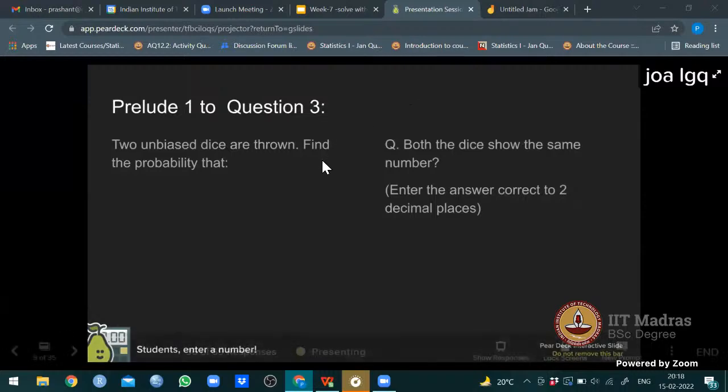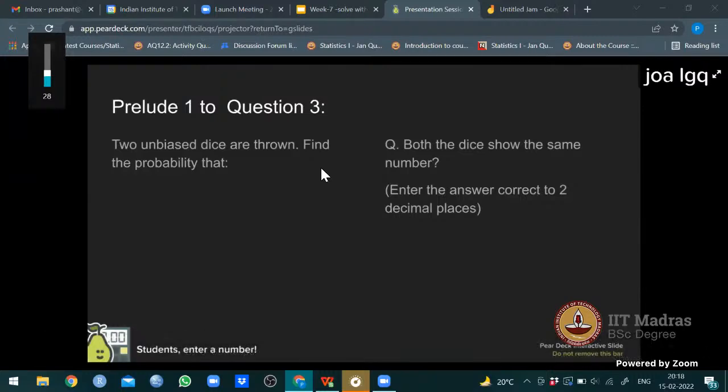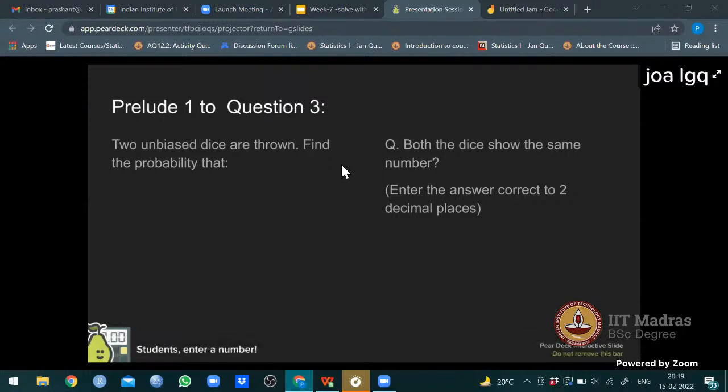Sir, is it possible to ask about 2 biased dice? Yes, if I'm asked about 2 biased dice, then I will say one will come 2 times like that. If I'm fixing biasness, then I will say one will come 3 times with surety. Some biasness, like Shakuni Mama's die in the Mahabharat, but yes, you can say that.